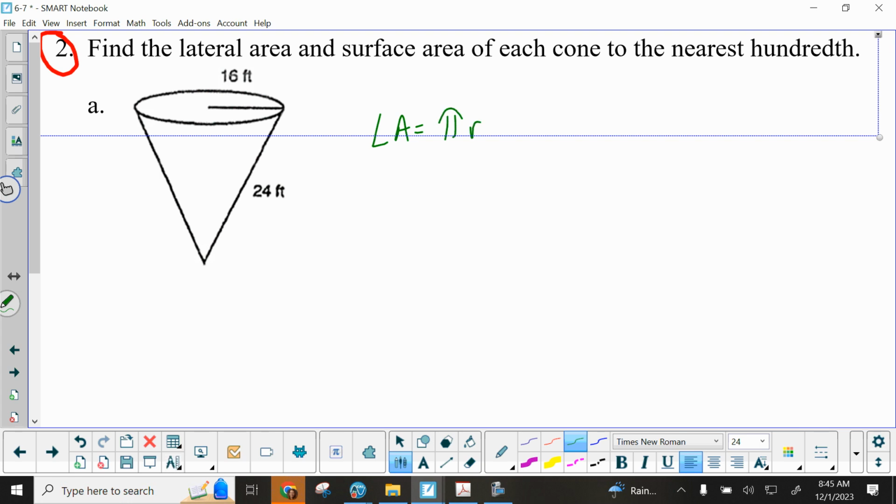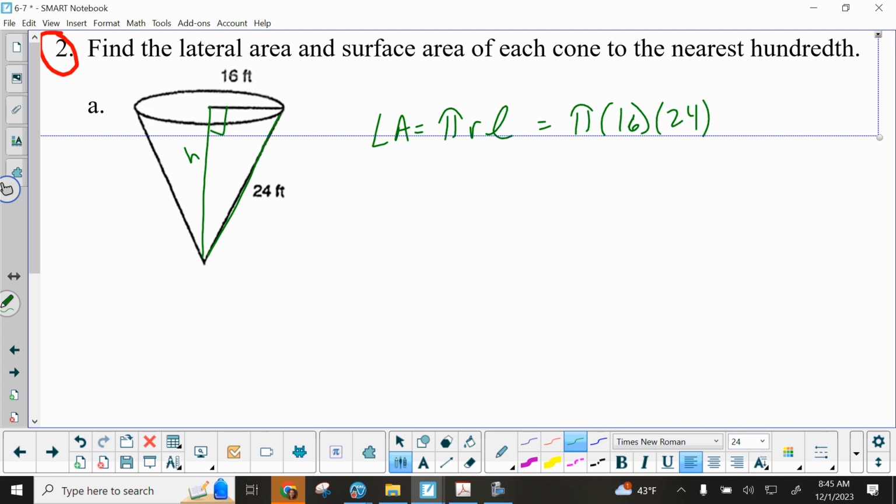Pi r L. Have to memorize it. So I have the pi. Do I have my radius? Yes, that's 16. Do I have the slant height? Yes, this is the slant height. This would be the height of the cone. I don't need the height of the cone right now, but you can see how I could find it if I needed to.